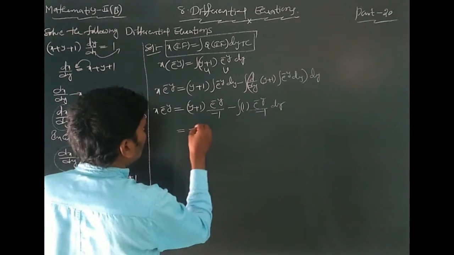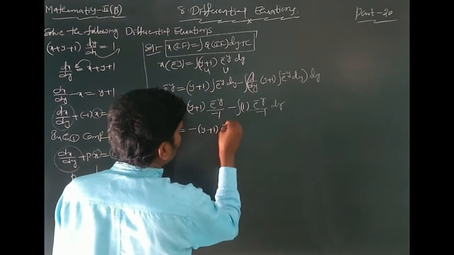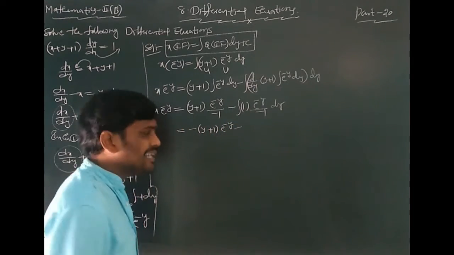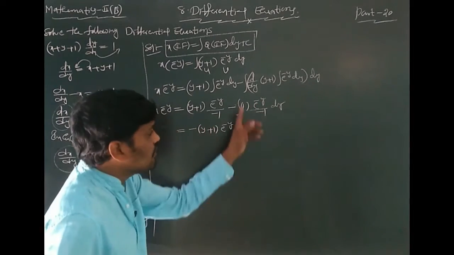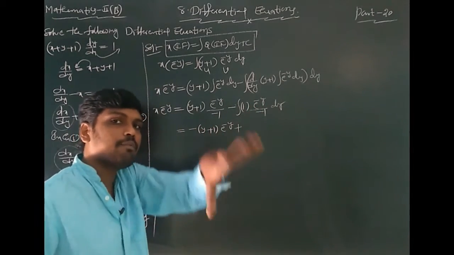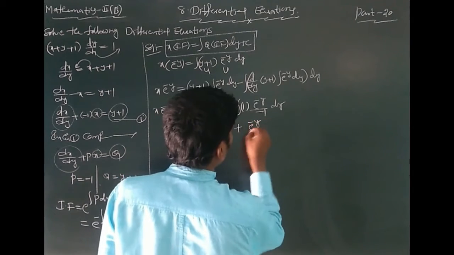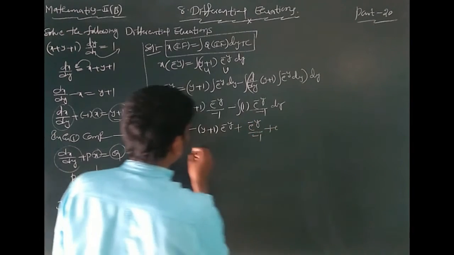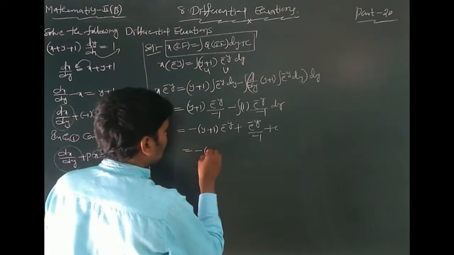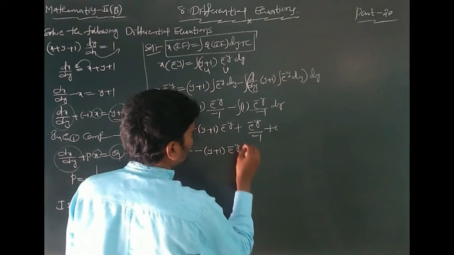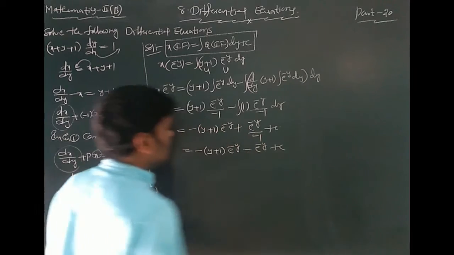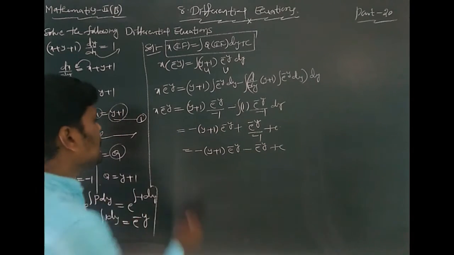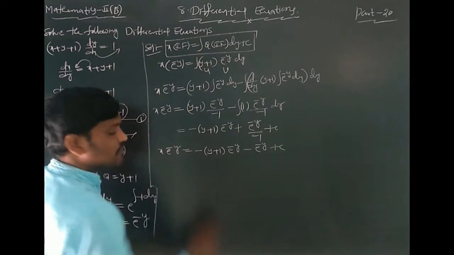After that, you can write minus of (y plus 1) into e power minus y, minus into minus plus integration of 1 into e power minus y. The integral of e power minus y is e power minus y by minus 1, plus c. You can write this as minus of (y plus 1) into e power minus y, plus minus e power minus y, plus c. Plus into minus, you can write minus. After that, this is x into e power minus y value.